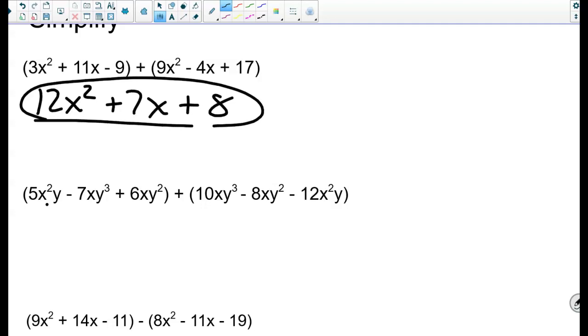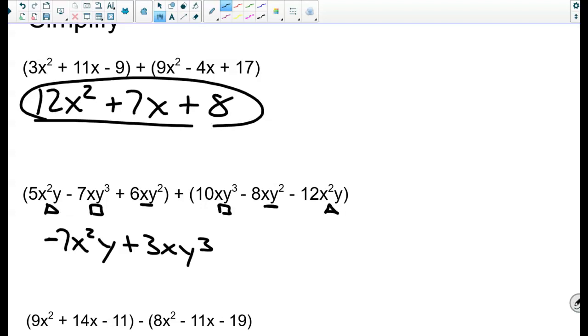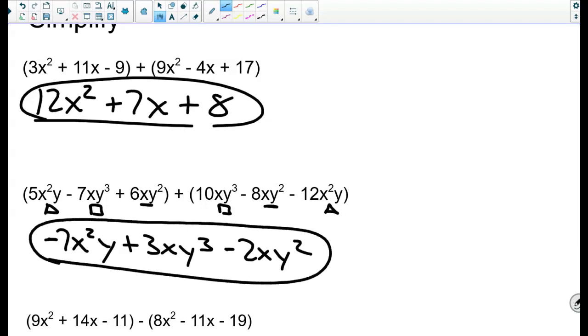Here, if it helps you, x squared y, x squared y. xy cubed, xy cubed. xy squared, xy squared. I'm combining like terms. But 5x squared y minus 12x squared y is negative x squared y. Negative 7xy cubed plus 10xy cubed plus 3xy cubed. 6xy squared minus 8xy squared minus 2xy squared. We're just combining our like terms. That's it.